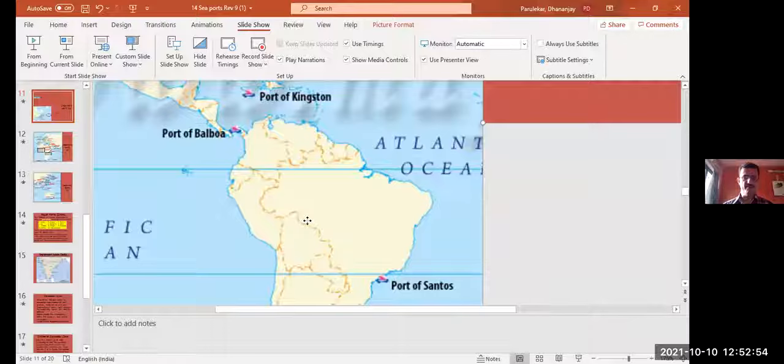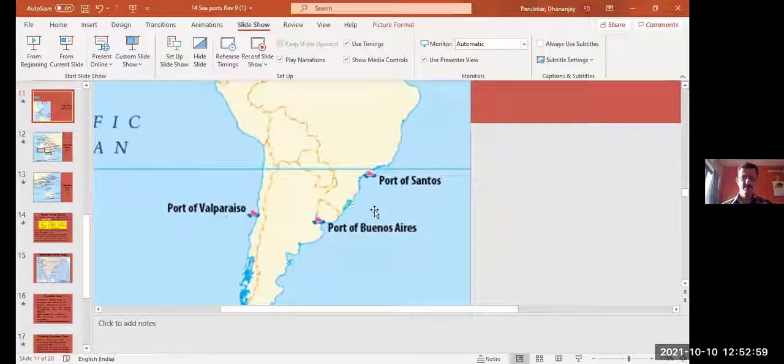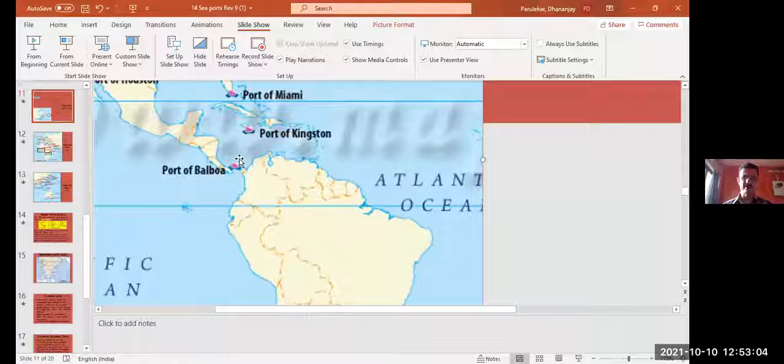Next time find out and tell me. Atlantic side. How to remember? Easy for remembrance: northbound and southbound. Balboa is on the Pacific side, Cristobal is on the Atlantic side, right?